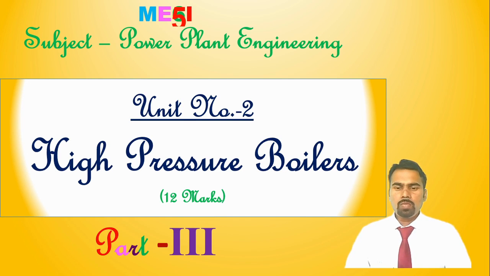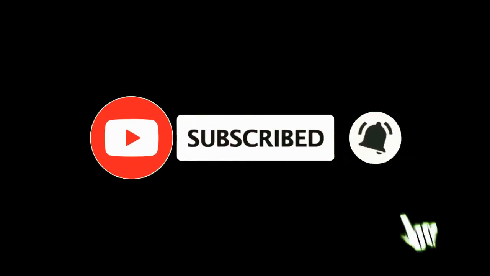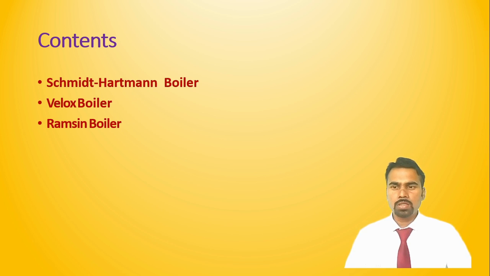So in today's session, we will see part 3 of unit number 2, that is high pressure boilers. In the previous session, we saw different types of high pressure boilers: the Lamont boiler, then Benson boiler and Loeffler boiler. We studied their construction, working, advantages, and disadvantages. Now in today's session we are going to see the remaining types of high pressure boilers.